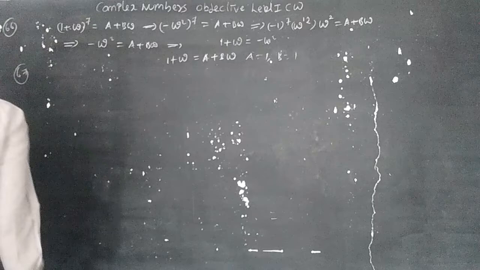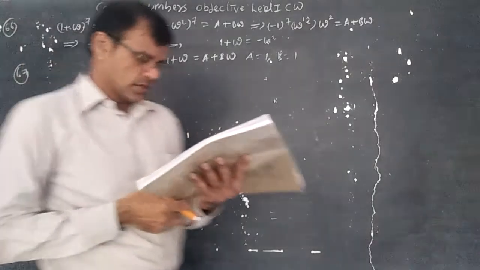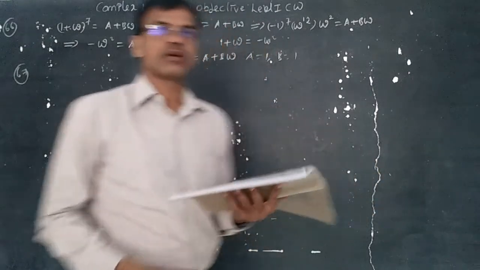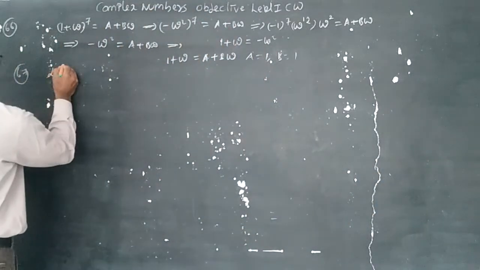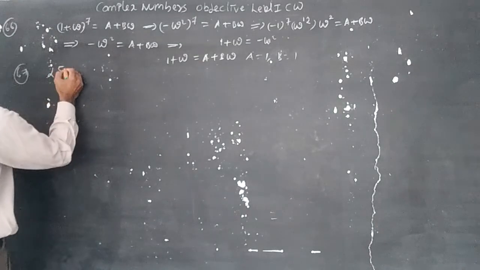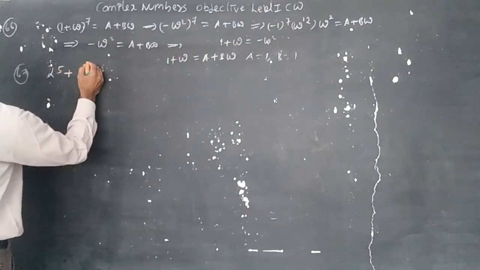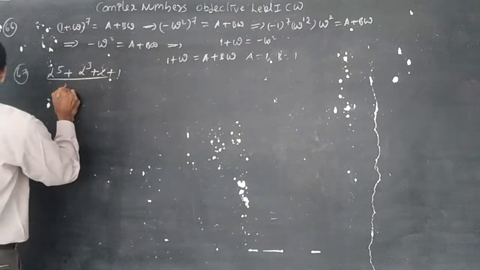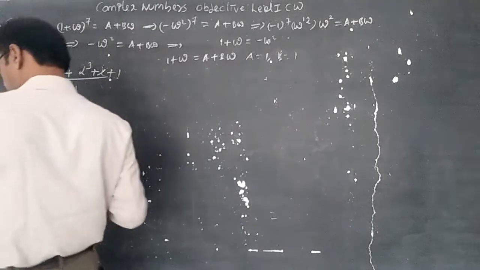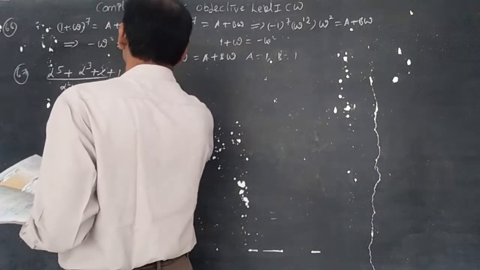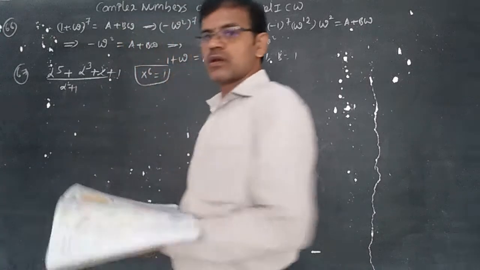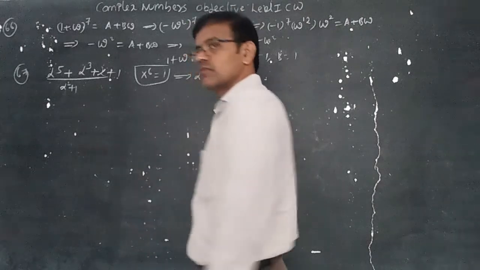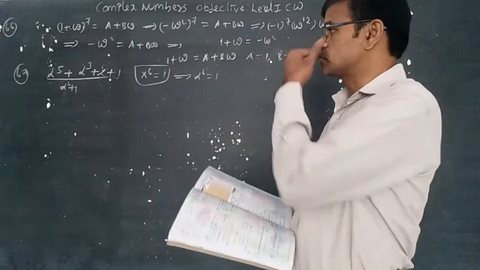67. If alpha is a non-real root of x power 6 is equal to 1, then alpha power 5 plus alpha cube plus alpha plus 1 by alpha square plus 1. Alpha is a non-real root of x power 6. So you need to calculate alpha power 5 plus alpha cube plus alpha plus 1 by alpha square plus 1. Here x power 6 is equal to 1. For this one, alpha is a root. So that implies alpha power 6 is equal to 1.